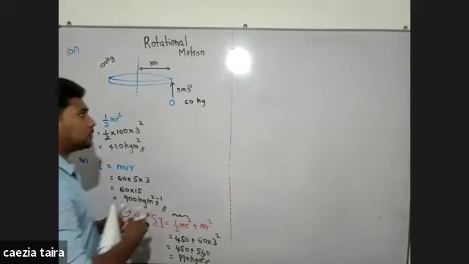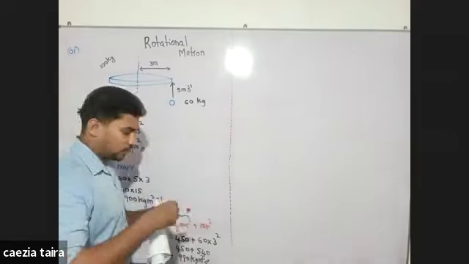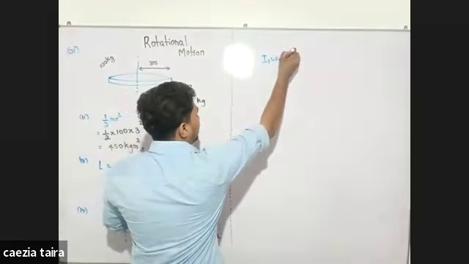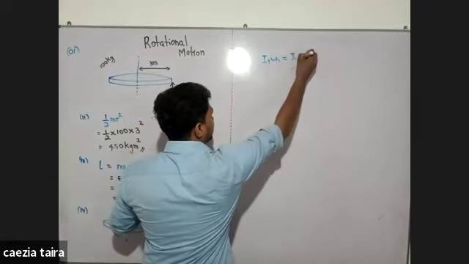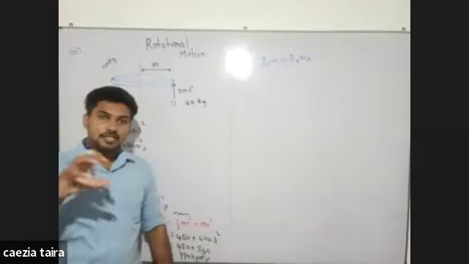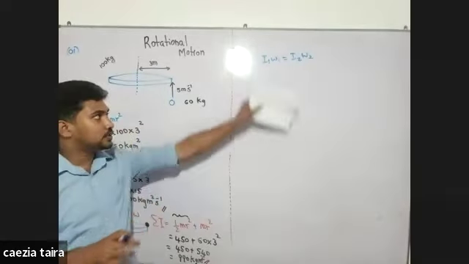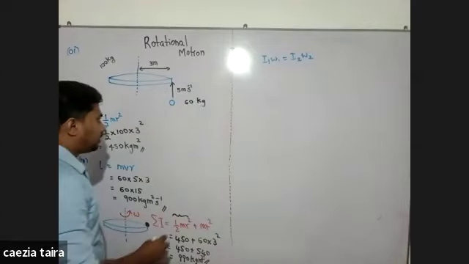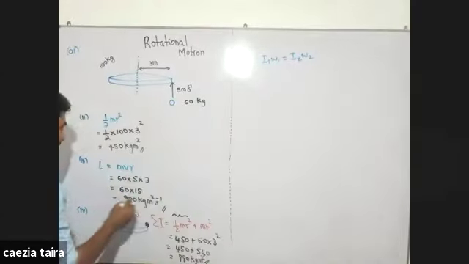Now we can use the angular momentum conservation law. I1 omega 1 equals I2 omega 2, unless there's an external torque, we can use this theorem. So initially, the angular momentum is equal to 900.